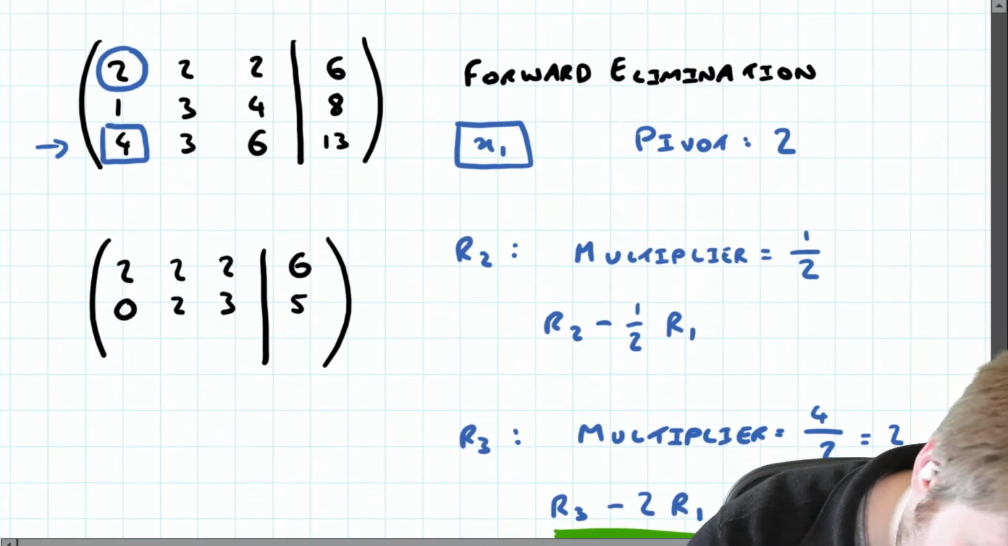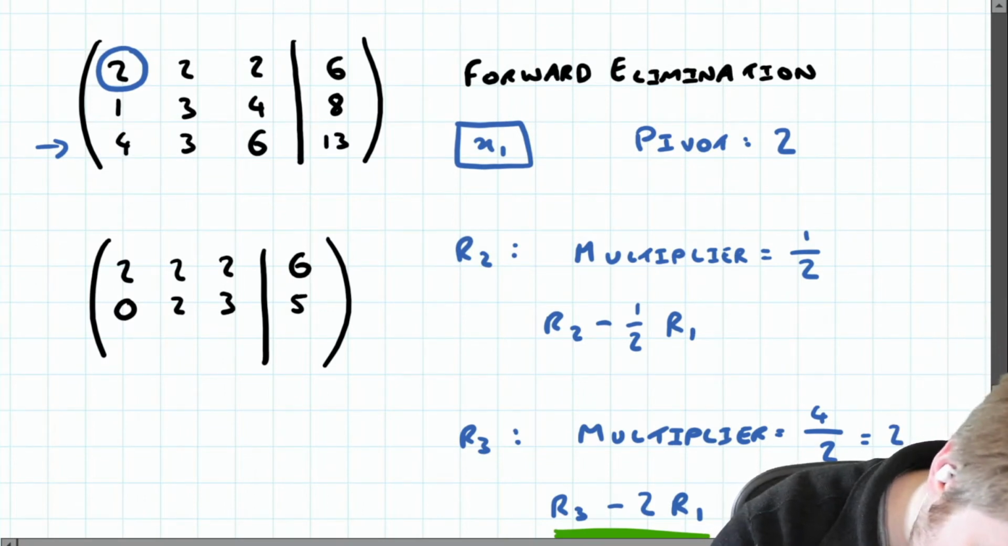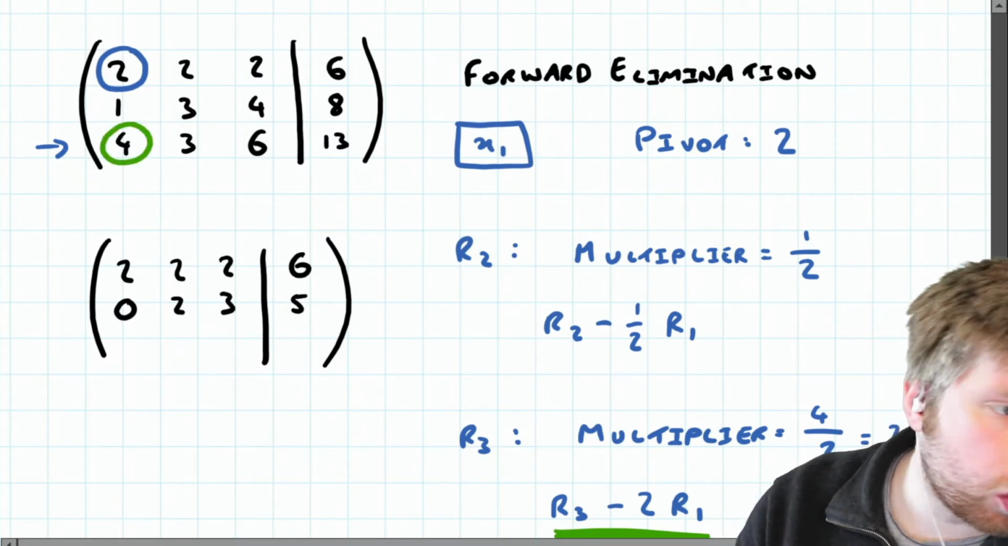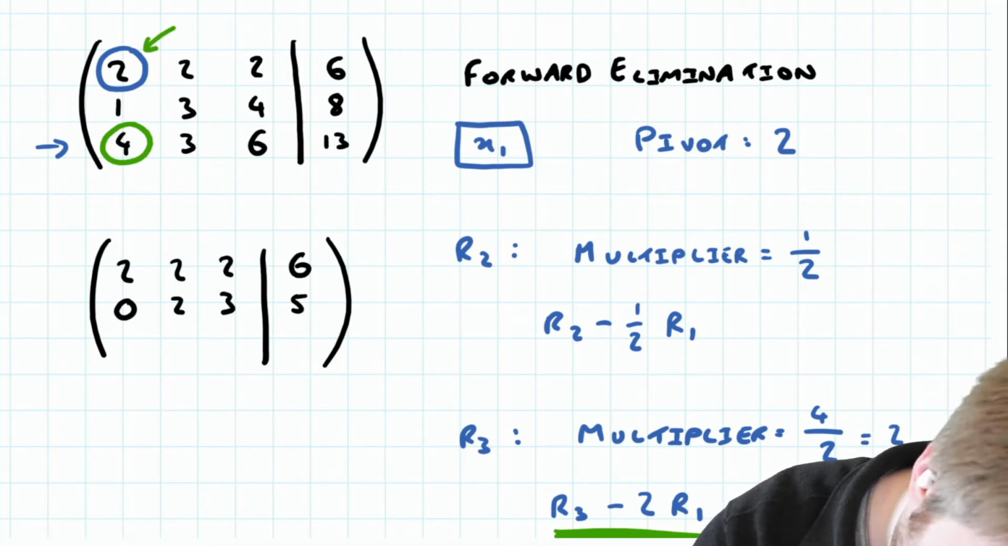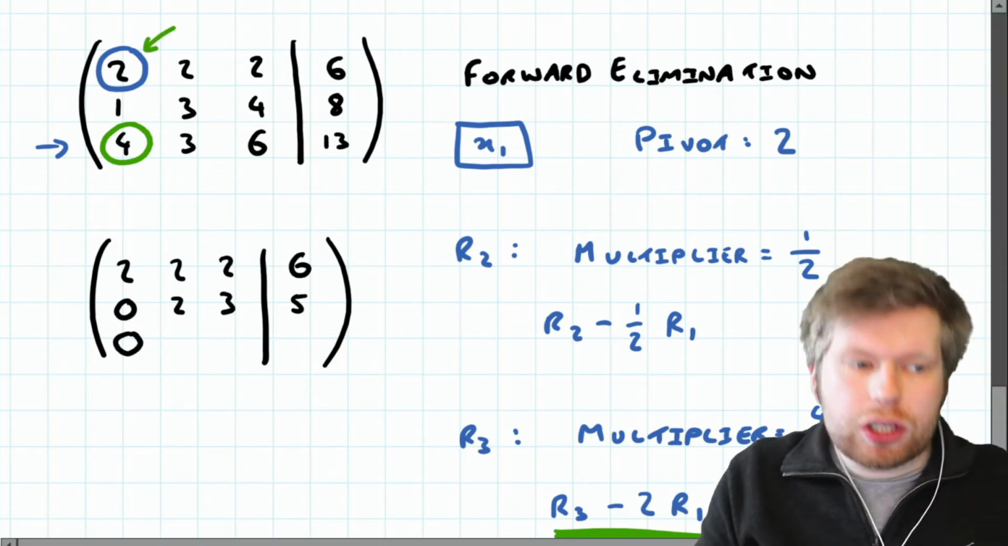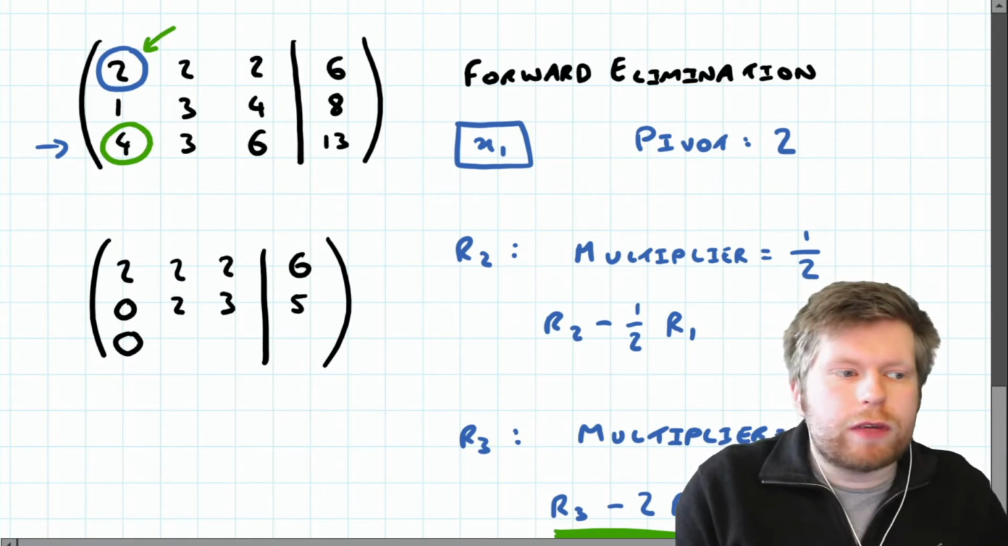So row 3, well okay, I'm going to take my 4, and I'm going to take away 2 lots of row 1. So I'm going to take away 2 lots of 2, that's going to give me 0, as expected. Now that's always a good check to do. If you don't get 0 there, you know you've done something wrong.